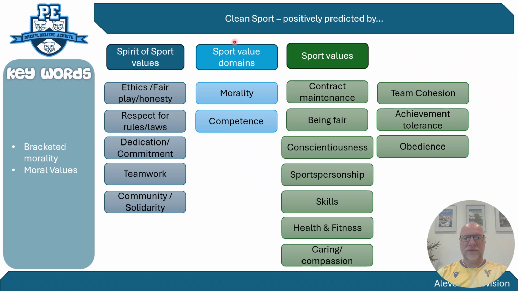The final values are the values that sport itself has. And these all go towards this hypothetical scenario of what is clean sport and can predict it. So we have the contract maintenance. So go back to that contract to compete. Put as much effort as you can in. Both teams are entering to win, playing fairly, conscientiousness, sportspersonship, skills, which links into the competence there, health and fitness, being compassionate, showing cohesion, achievement, tolerance. So we get these crossovers with a lot of psychology areas as well that you can bring in if you use content from across the subject area, and obedience, following the laws.